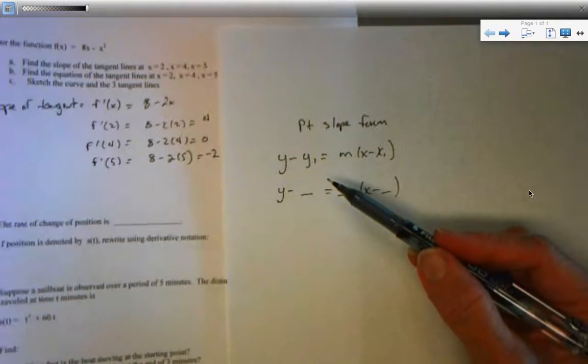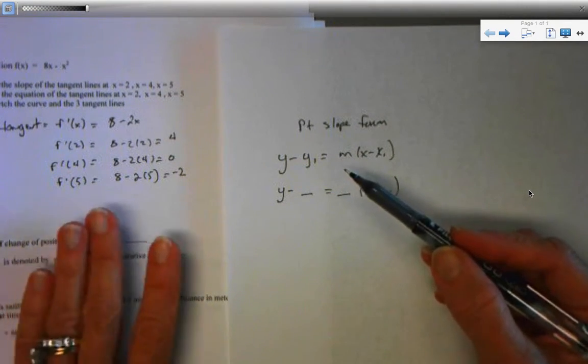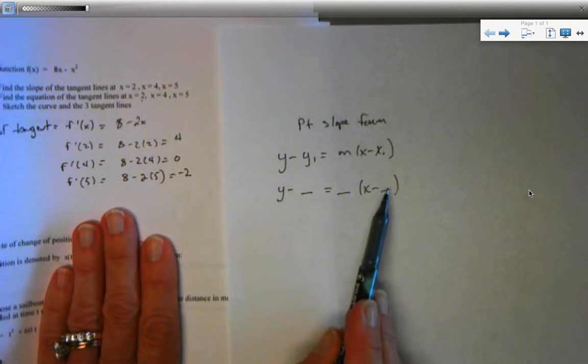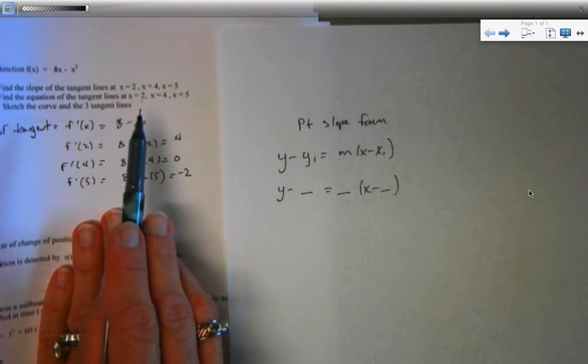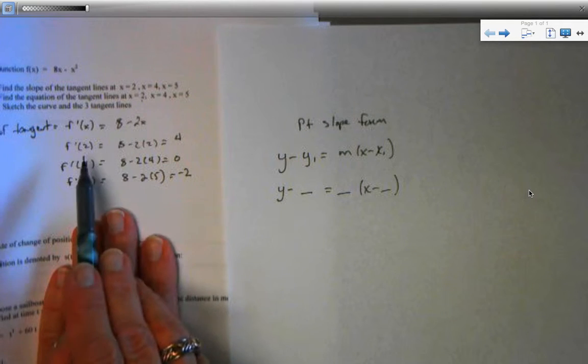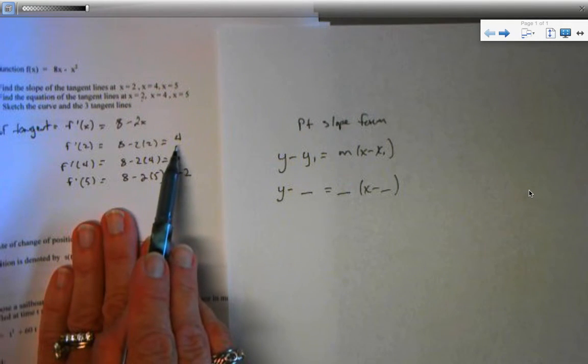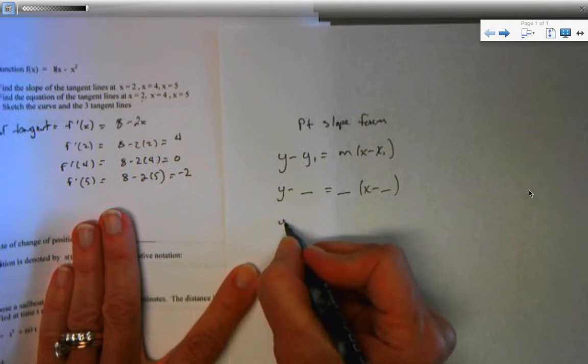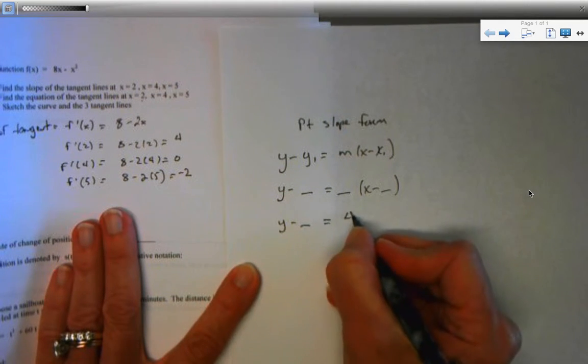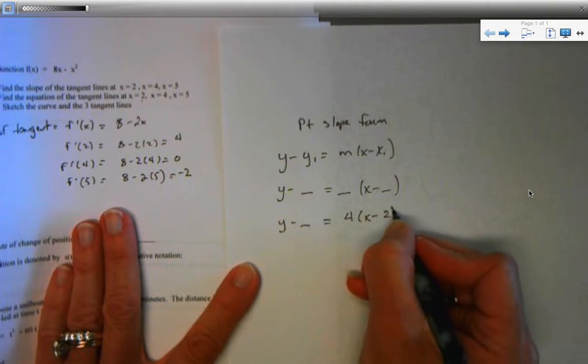So the first one is to find the equation of the tangent line at x equals 2. All right, so that means I have the 2 to put in here. I need to find the slope when x is 2. Well, that's the value of the derivative at 2, which is 4. So now I have y minus blank equals 4 times x minus 2.